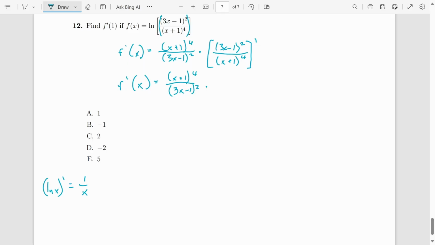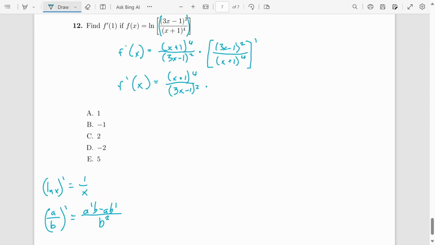Now this, since we have a fraction here, we're probably going to have to use the quotient rule. And the quotient rule again is if you have a over b, and you'll find this derivative, that's equal to a prime b minus a b prime all over b squared. In this case, a is (3x minus 1) squared, and b is (x plus 1) to the 4th. So we just fit both of those into this formula down here, and we'll get its derivative.